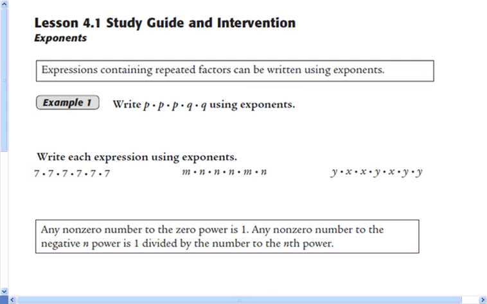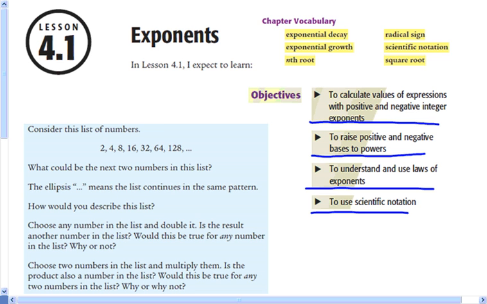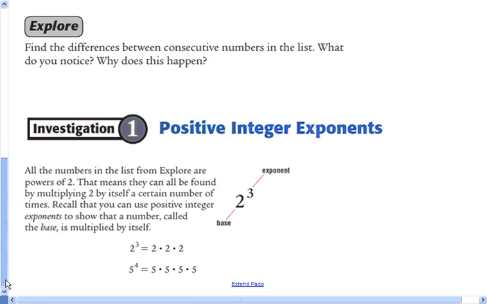So we'll start here, just getting to know what an exponent is. Some terms that you need to know. The 2 is called the base, the 3 is called the exponent, and when you write it as 2 to the third, that's exponential notation.